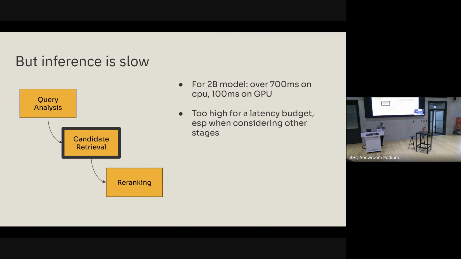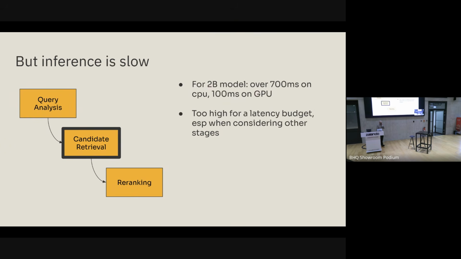But there is a caveat, right? These models are impressive, but they are slow. For a 2 billion parameter model, it takes over 700 milliseconds on CPU and 100 milliseconds on GPU. This is before optimizations. Maybe you can chisel it down, but it's still too slow.